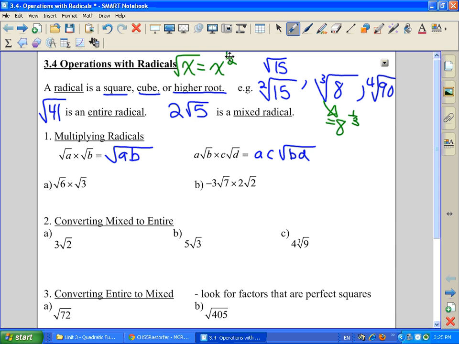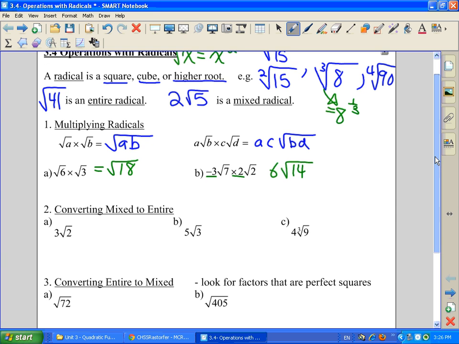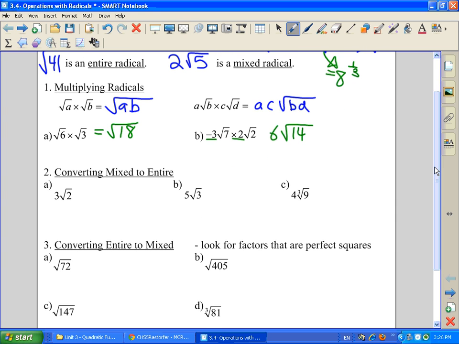So if we have root 6 times root 3, that's going to equal root 18. Okay, so we're multiplying it through. Taking a look at example B, we notice that we got two whole numbers, so -3 times 2 is 6. Root 7 times 2 is 14. Okay, so we're actually multiplying the radicals there.